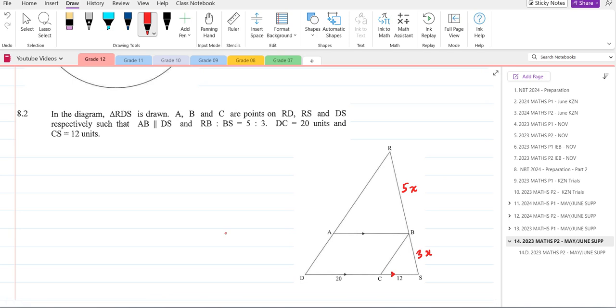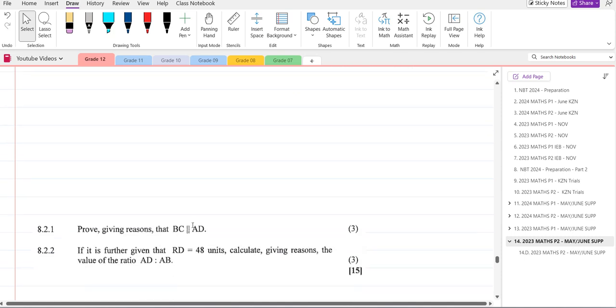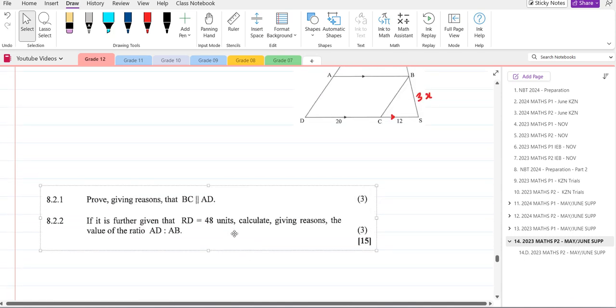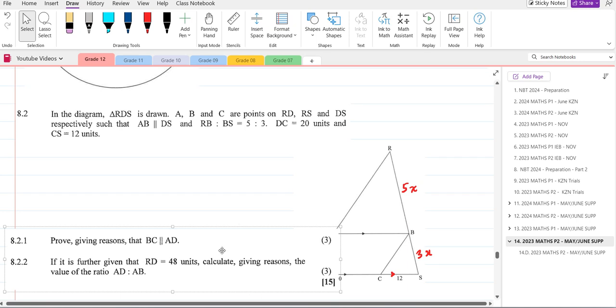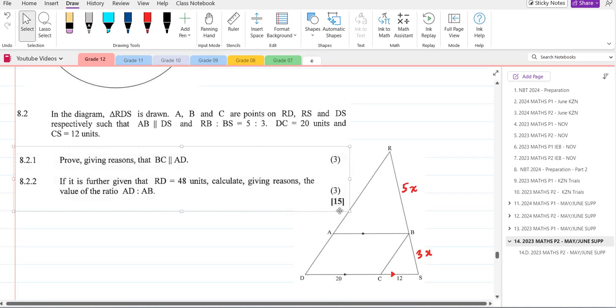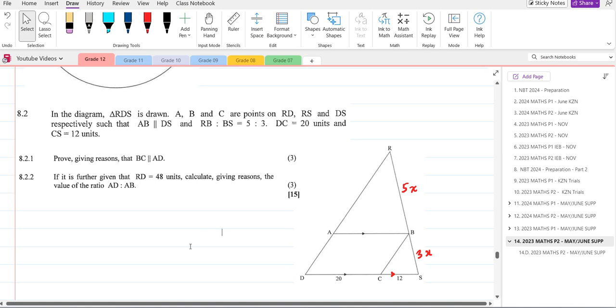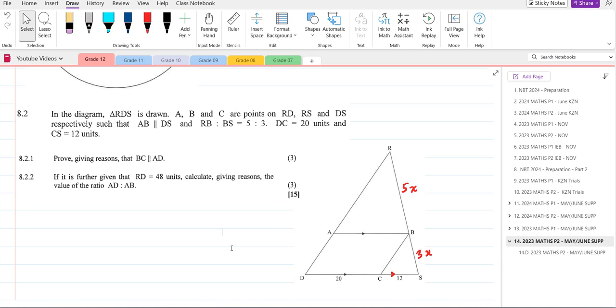Right, so question number 1. Where's question 1? Let's just put this up. I'm sure we can prove both now. Prove giving reasons that BC is parallel to AD. Why is BC parallel to AD? How is BC parallel to AD? How are we going to prove that?